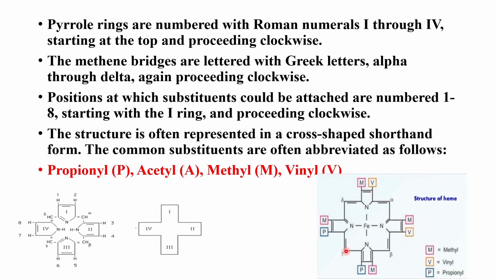For example, this is an example of protoporphyrin 3. So these are the substituents: MV, MV, MP and PM. M stands for methyl, V for vinyl, P for propionyl and this again M for methyl. So this is how the distribution of the substituents is there in case of protoporphyrin.